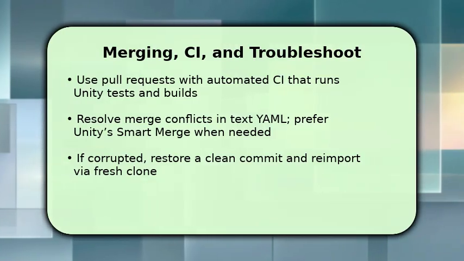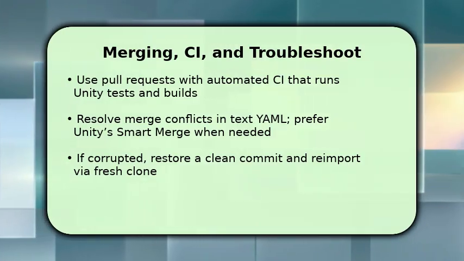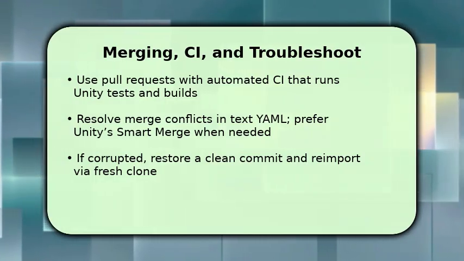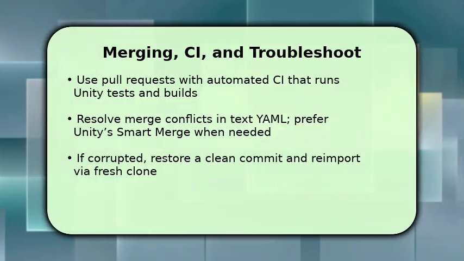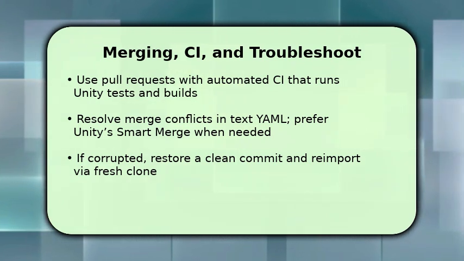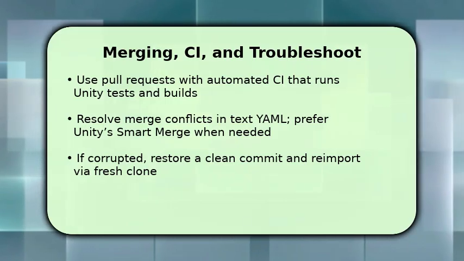If things break badly, revert to the last known good commit, clone the repo fresh, and let Unity re-import assets. That often clears corrupted Library state. Remember, frequent small merges and CI feedback prevent large, risky integrations and speed up collaboration.